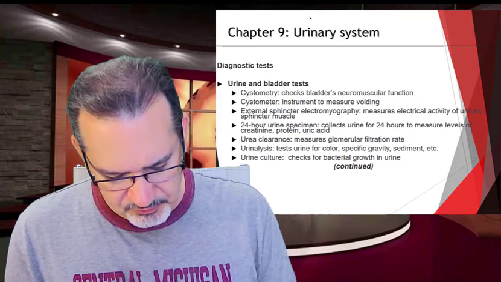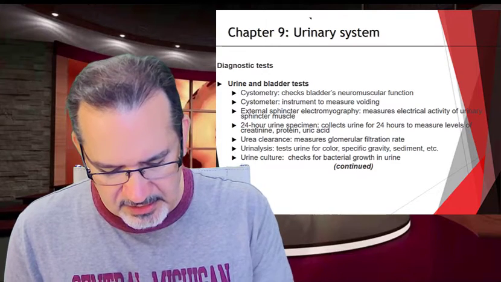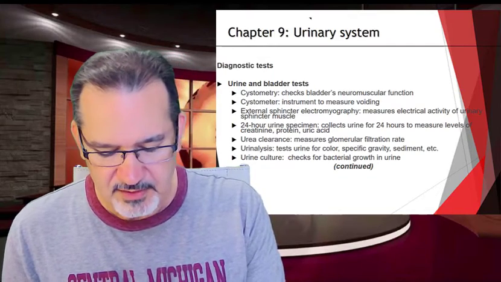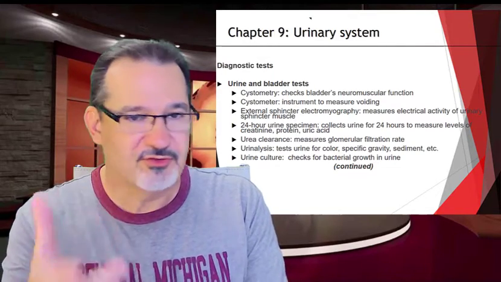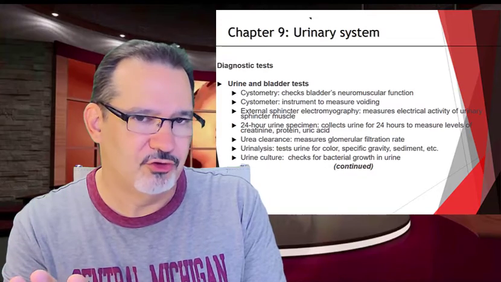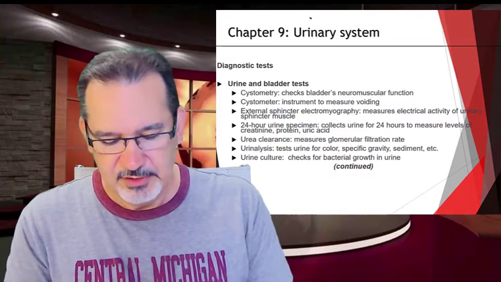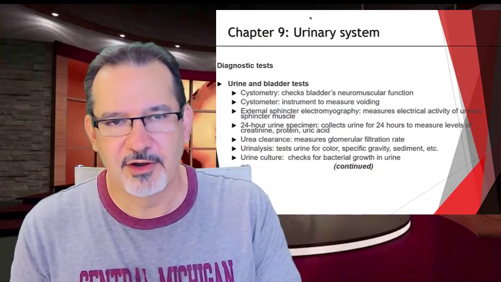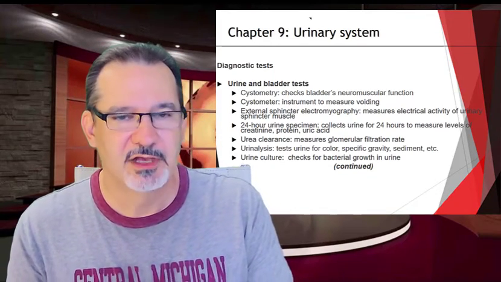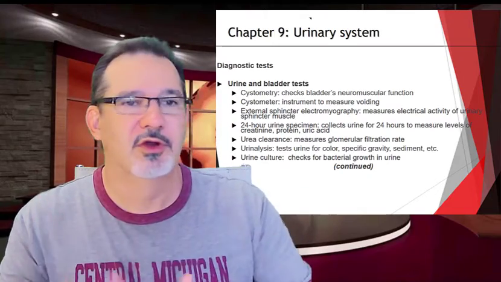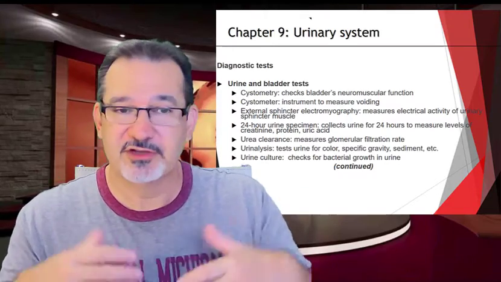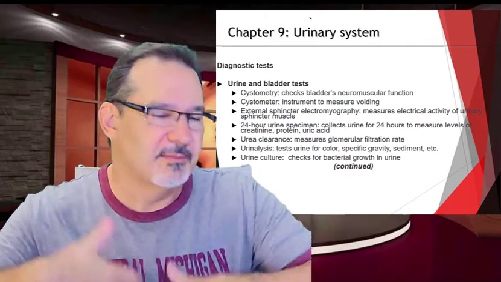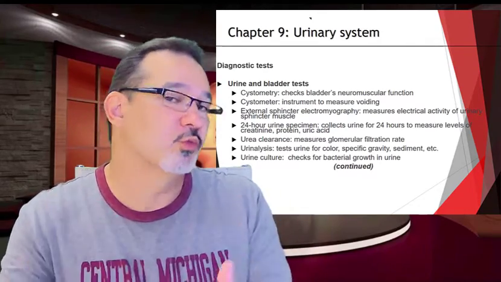Electromyography, that one's a good one. In particular, the external sphincter electromyography evaluates, same thing as the cystometry, could evaluate urinary incontinence by measuring the electrical activity of the urinary sphincter muscle, to see if there's any damage or any potentially just degenerative changes with that sphincter, right? Over time, that muscle is weakening.